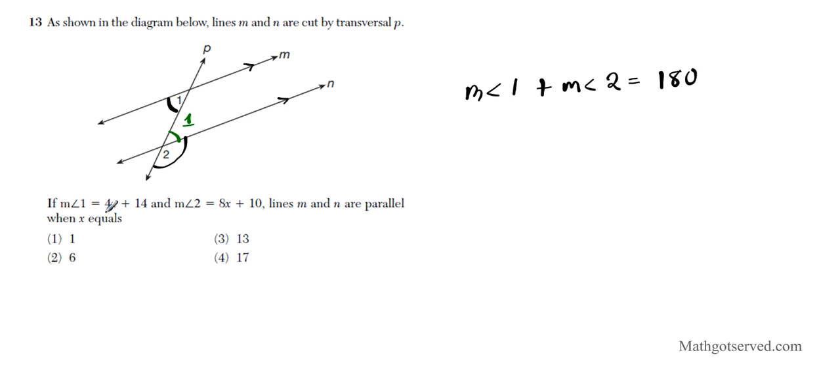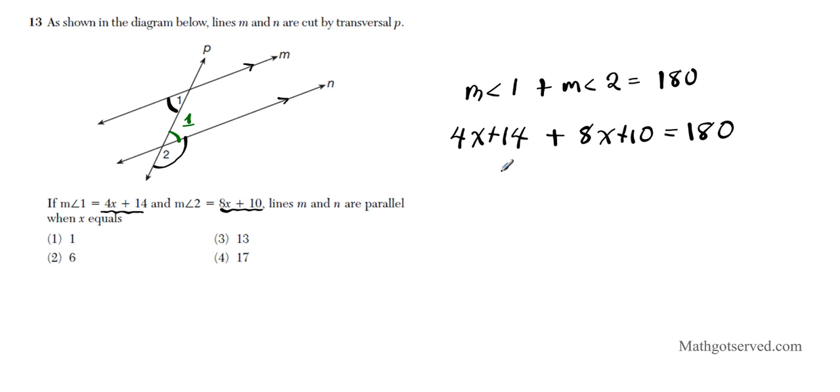Okay? Now we're going to use the corresponding measures to solve for what x is. So for our angle 1, I'm going to replace that with 4x plus 14. That's the measure of angle 1. And the measure of angle 2 is 8x plus 10. Okay? Equals 180. Alright. Now let's solve this equation for x.